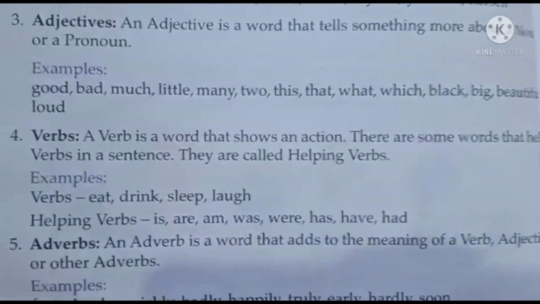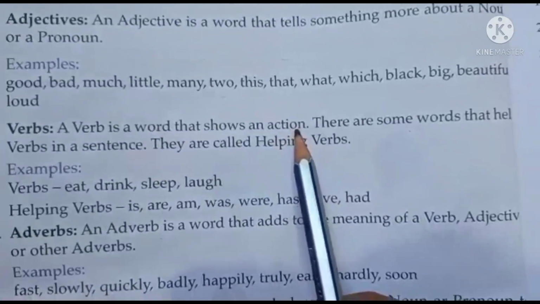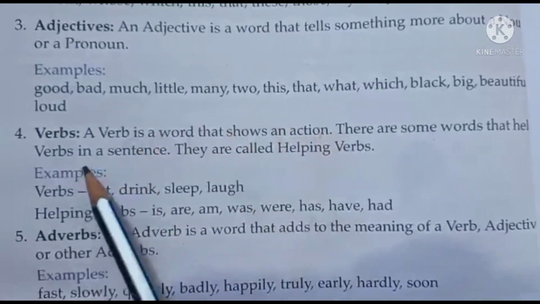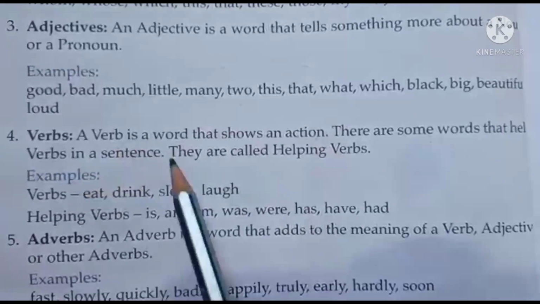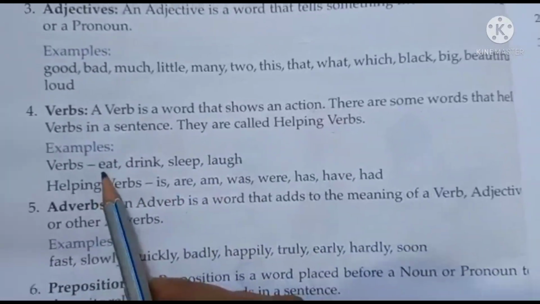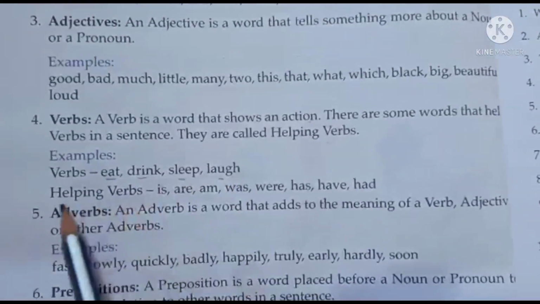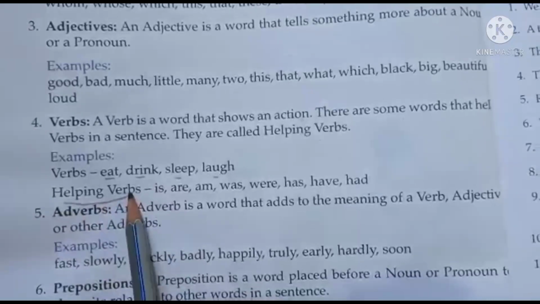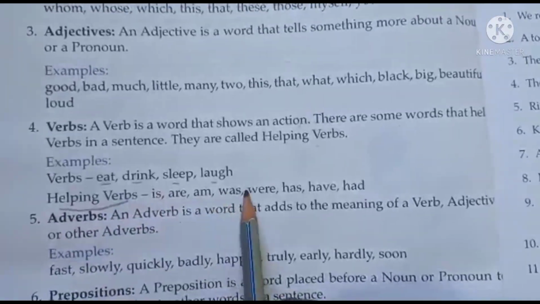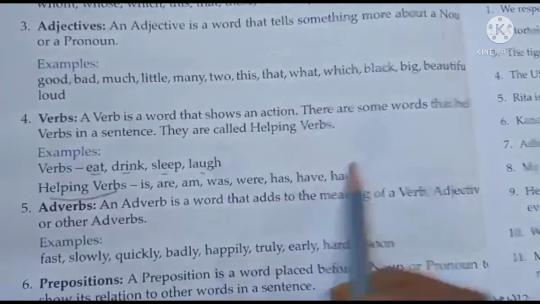Next is verbs. This you have already done. A verb is a word that shows an action. There are some words that help verbs in a sentence. They are called helping verbs. These are the main action words, children: eat, drink, sleep, laugh. And helping verbs, we have all studied this also: is, are, am, was, were, has, have, had. These are called helping verbs, right?